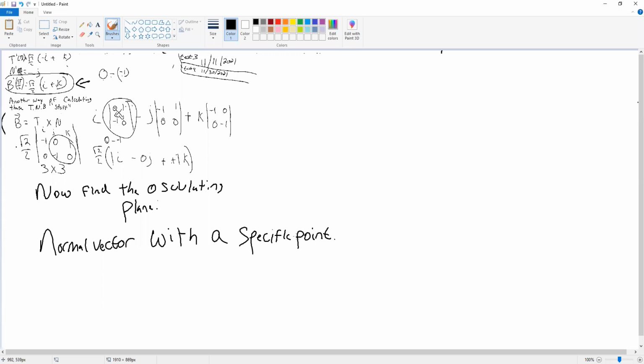So would we find the plane with respect to one of the values, like the tangent, normal or binormal? Yeah. The oscillating plane is defined as the plane with the binormal vector perpendicular to it. It's in the textbook. So you always use the binormal vector when they're asking for the plane, because that's always perpendicular to the oscillating plane.